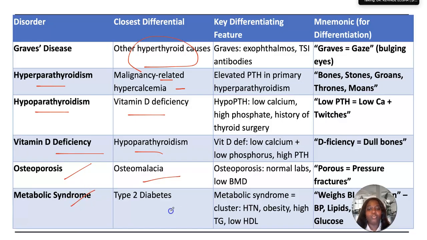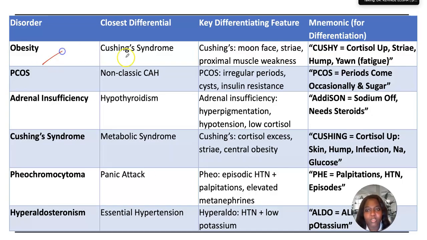Metabolic syndrome is close to type 2 diabetes. Obesity is close to Cushing's syndrome. It looks like it by the time your face is round and stuff like that, right? PCOS will look like non-classic CAH. So irregular periods, cysts, and all that. So periods come occasionally and go. But they also have issues with childbirth, unfortunately.